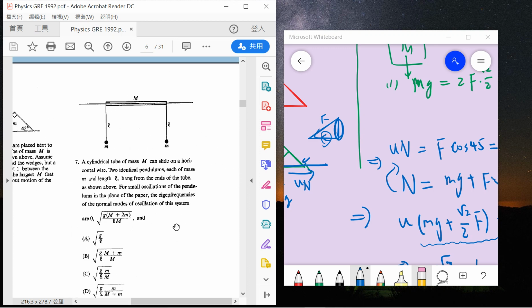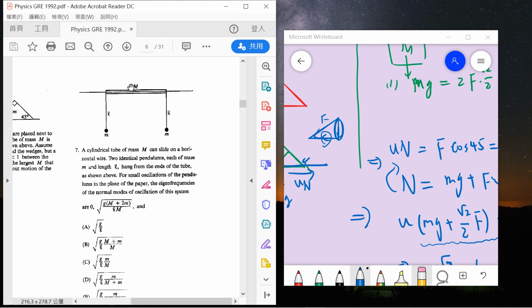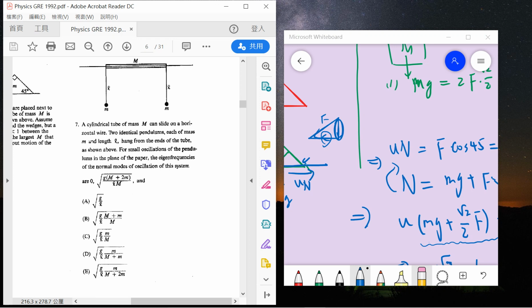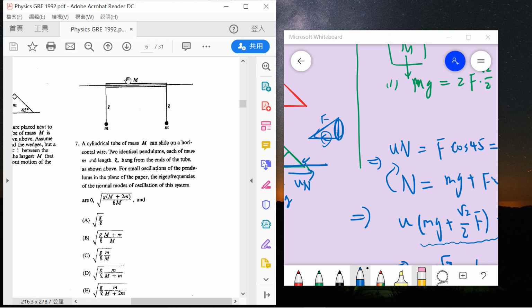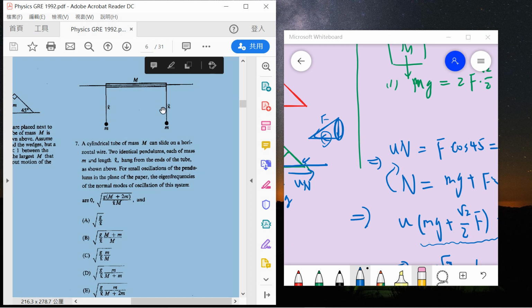Okay, so number 7 asks about a stick of large mass M and two small particles of small mass m, with two strings connecting them, and asks about the normal modes. So basically, you have 3 degrees of freedom, so you have 3 normal modes: 0, 1, and something he already solved for you, and the rest.